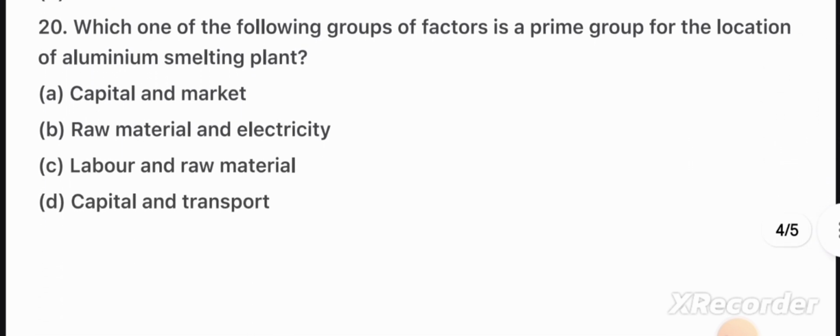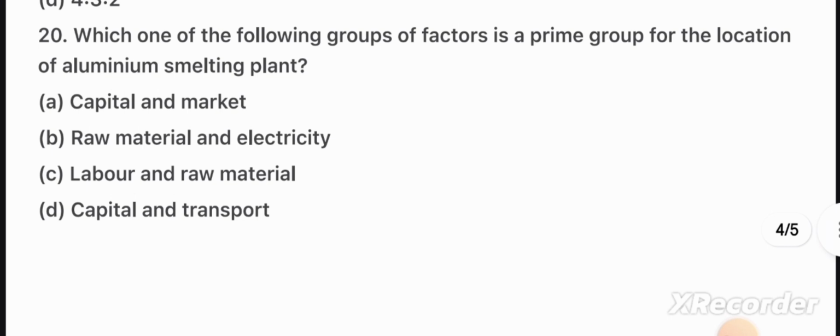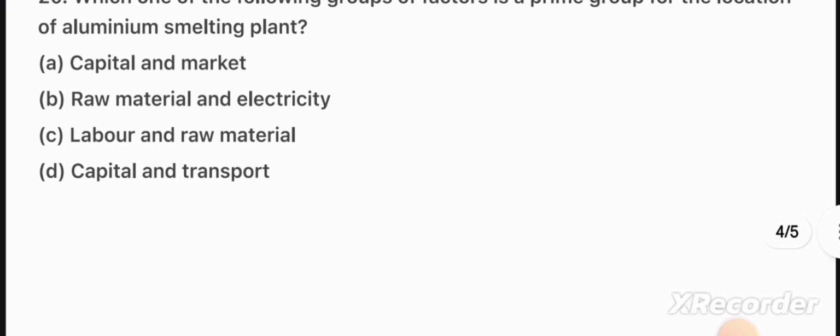The last question on your screen. Which one of the following groups of factors is a prime group for the location of aluminium smelting plant? Option A, capital and market. B, raw material and electricity. C, labor and raw material. And D, capital and transport.